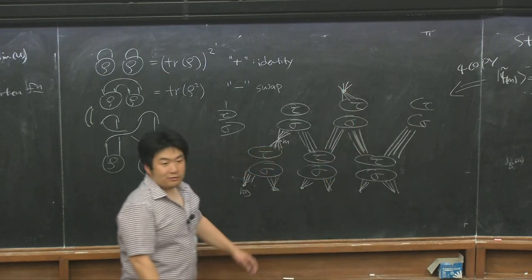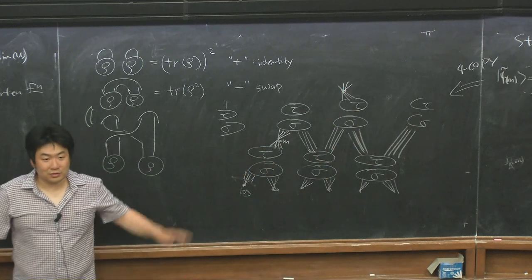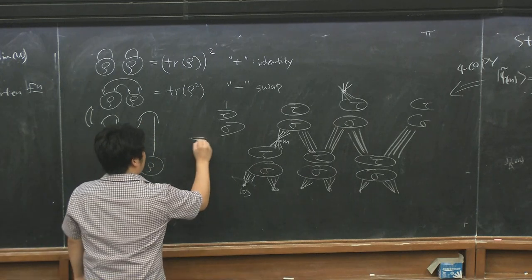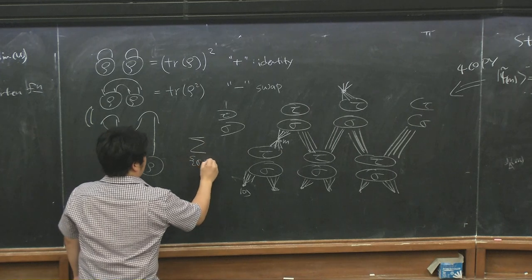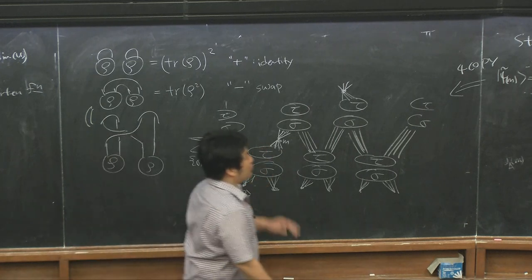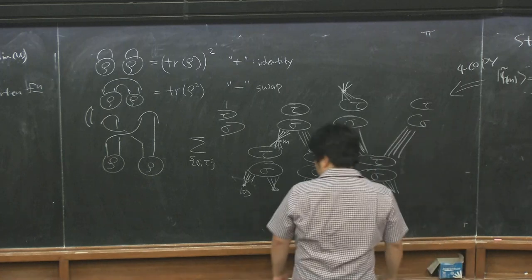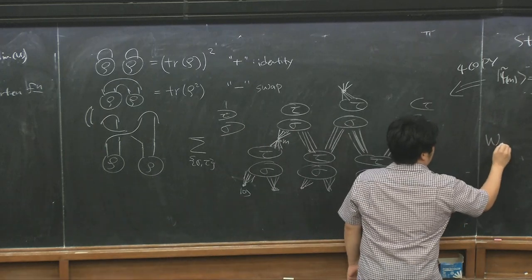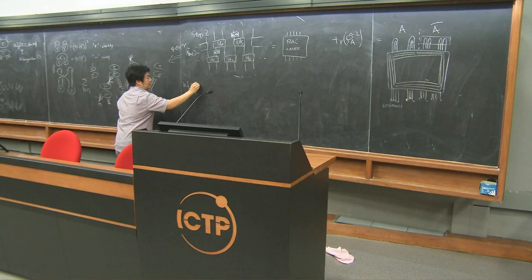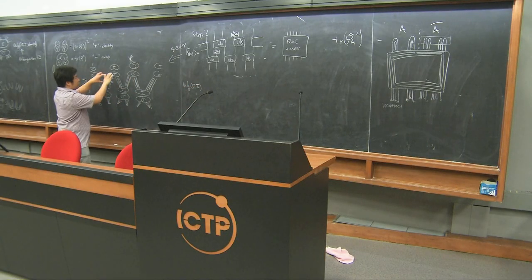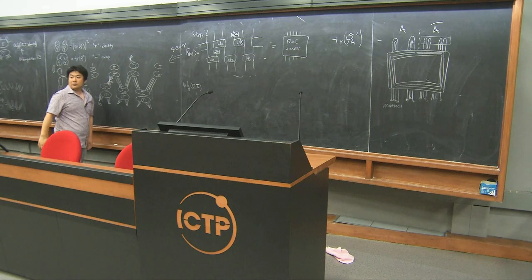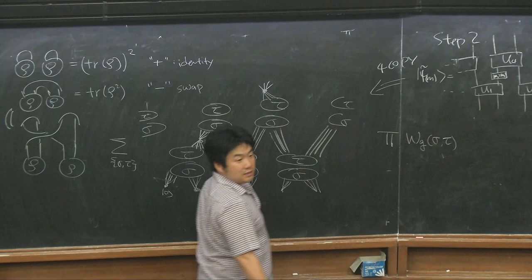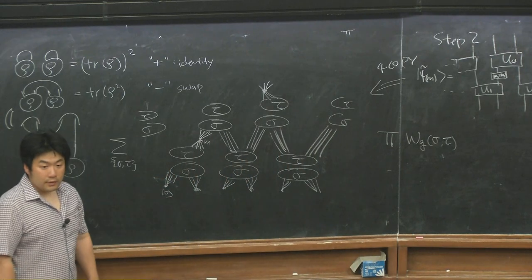I guess you get the point, right? Maybe I don't have to draw the whole thing. So you just evaluate this whole diagram. And then what? We need to sum over the set of sigmas and the set of taus. And then this whole thing is weighted by the Weingarten function, omega of g, sigma and tau, for every pair of unitaries. So you need to multiply them. And that's the weight associated with them, right?